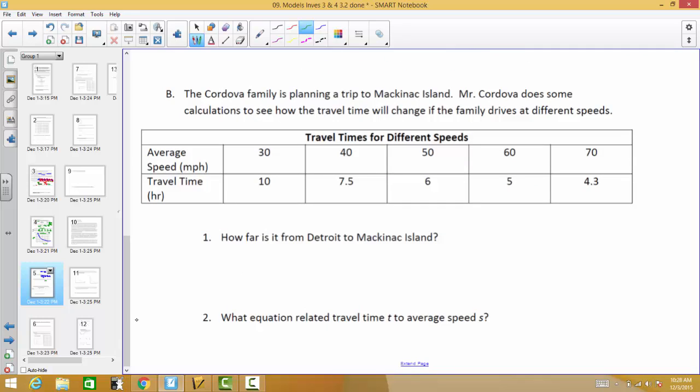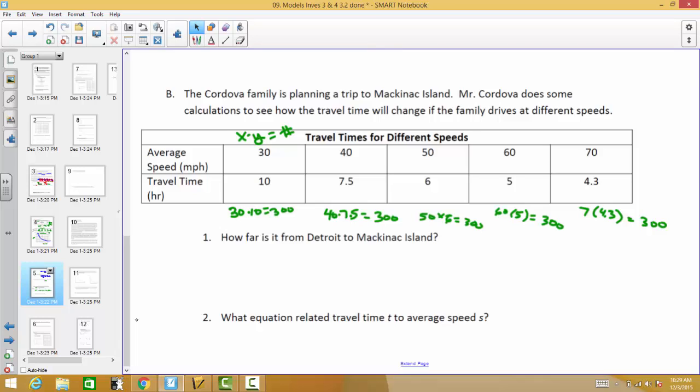Okay, so now you're given a table, and since we're doing this whole distance thing, it's probably the same exact pattern. So let's see if x times y gives a constant number. In fact, you might want to try this on your own, pause, and then play and see how you did. So 30 times 10 is 300. 40 times 7.5 is 300. 50 times 6 is 300. 60 times 5 is 300. 70 times 4.3 is 300.